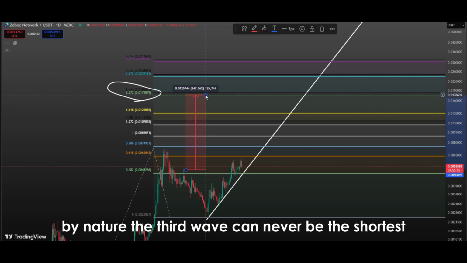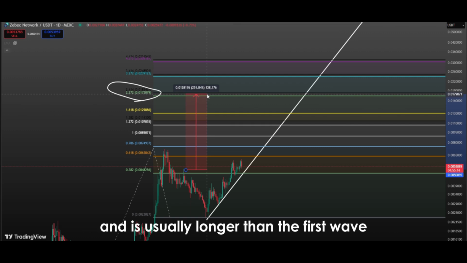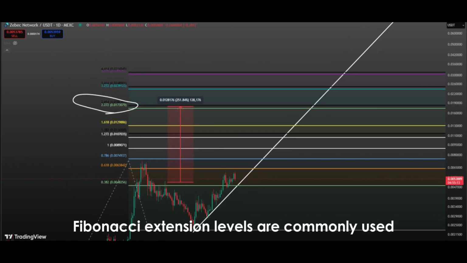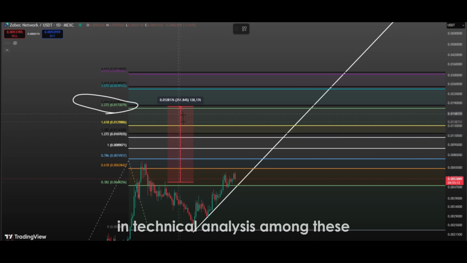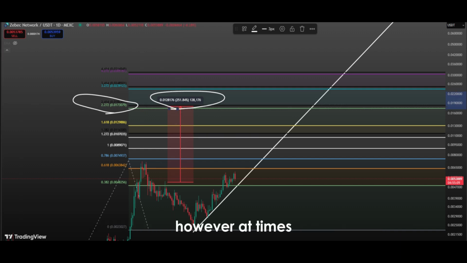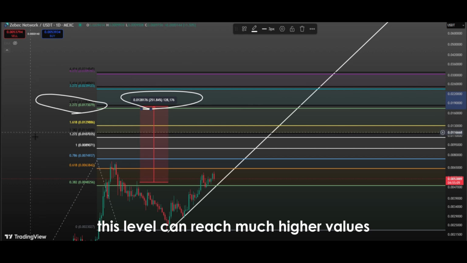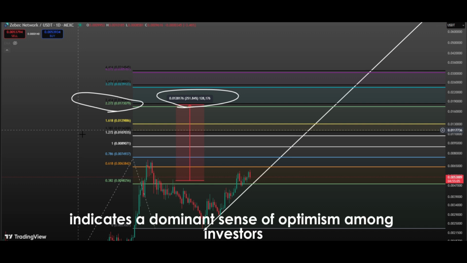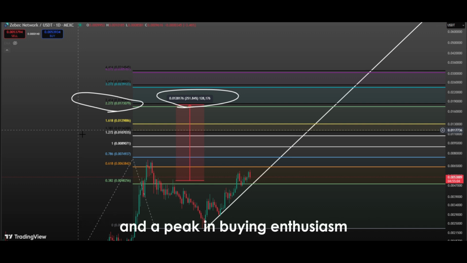By nature, the 3rd wave can never be the shortest and is usually longer than the 1st wave. To determine the target of the 3rd wave, Fibonacci extension levels are commonly used in technical analysis. Among these, the most widely followed level is the 1.618 extension. However, at times, this level can reach much higher values. In some strong bull markets, the 3rd wave has been observed to extend to the 2.272 Fibonacci level. Reaching this level indicates a dominant sense of optimism among investors and a peak in buying enthusiasm.